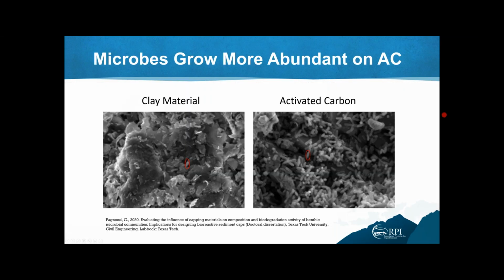What I want to show you from this picture is that microbes grow more abundant on activated carbon than they do on most materials. This is not our work. You'll see the published citation down below the picture. On the left-hand side of the screen, you see microbes growing on clay material, and I have a little red circle around the microbe so you'll know what it is, versus on the right, microbes growing on activated carbon.